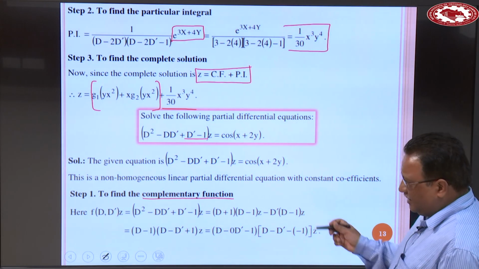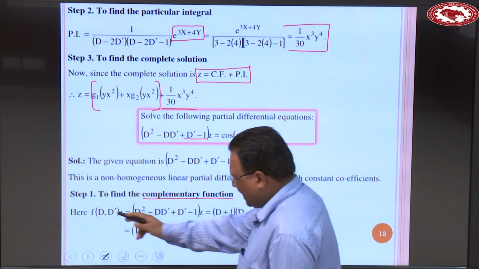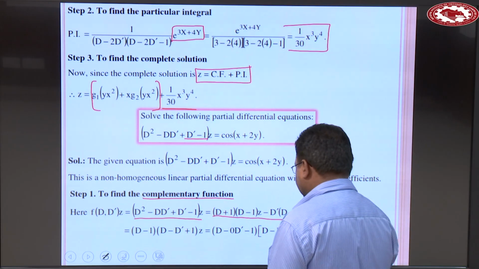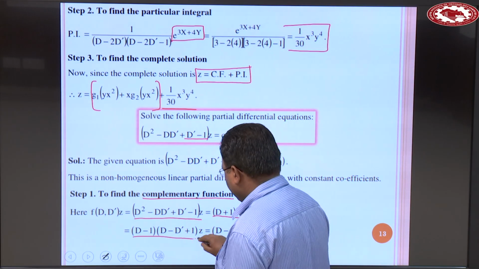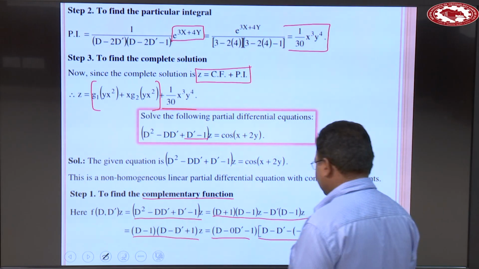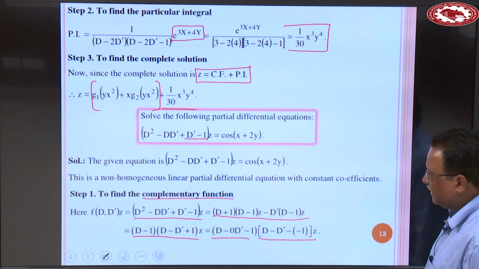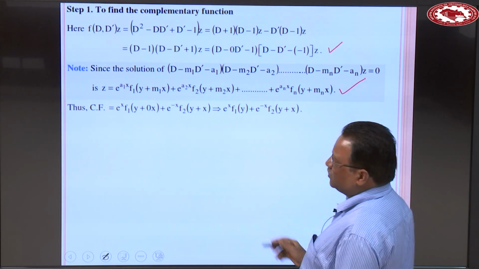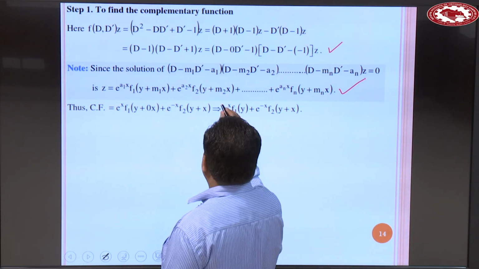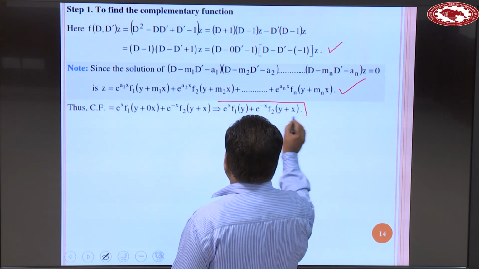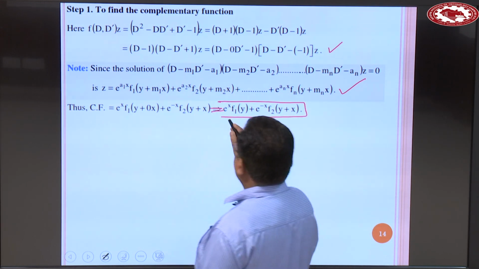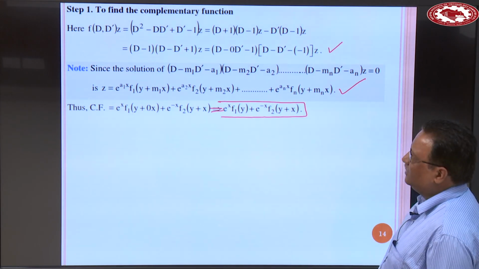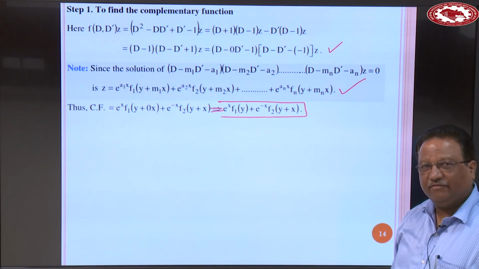So when you calculate the complementary function, f(D, D') z can be written this way, and that can be written this way. So we have these linear factors, this one and this one. Clear? And then write the solution. So these are the factors. Apply this method, so we get the complementary function equal to e raised to power x times a function of y, plus e raised to power minus x times a function of y plus x. So in this way that one is the complementary function.